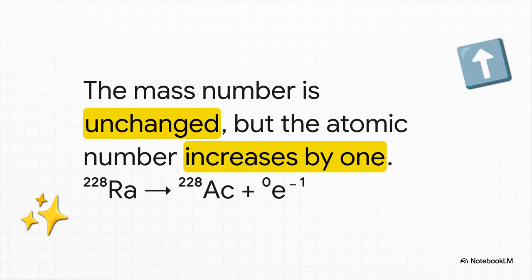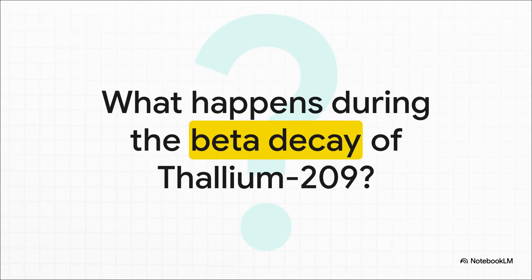So the total mass stays the same. A neutron and a proton have basically the same mass. But because it just gained a proton, its atomic number actually goes up by 1. And once again, it becomes a brand new element, actinium. So, what about thallium-209? Same deal. The mass stays put at 209, but that atomic number bumps up by 1, and boom, it's now lead-209.